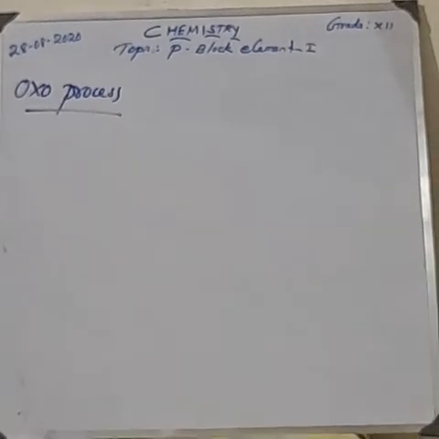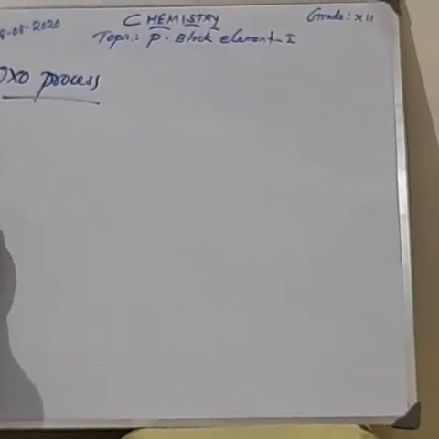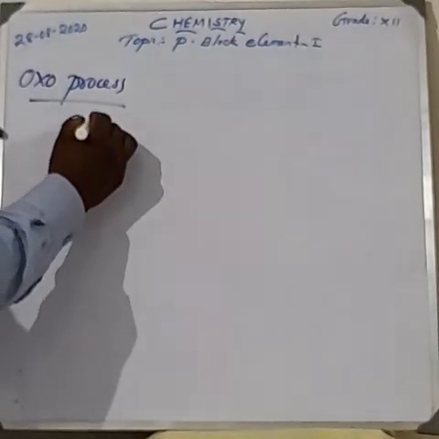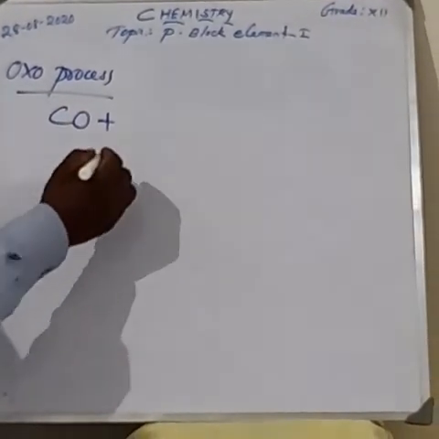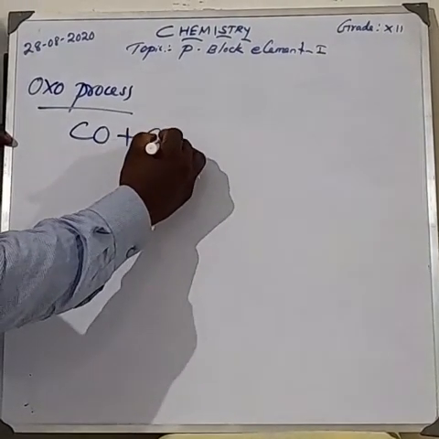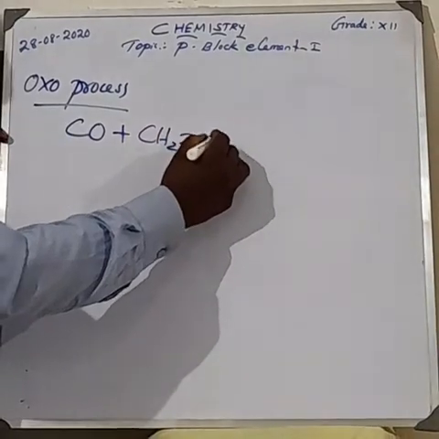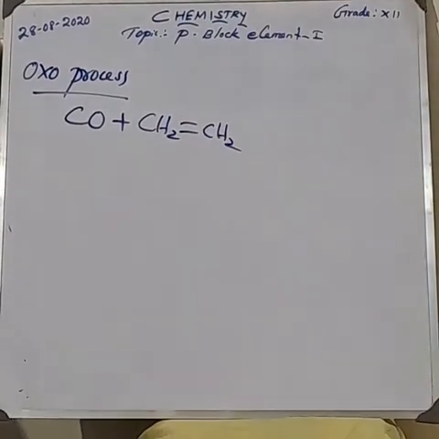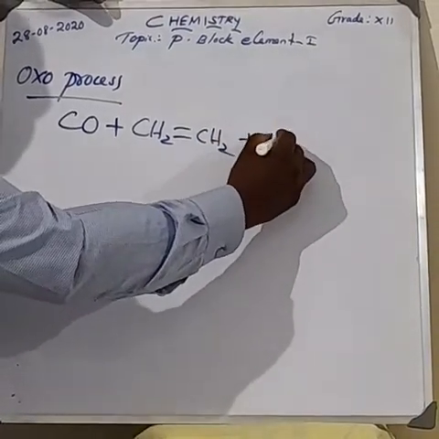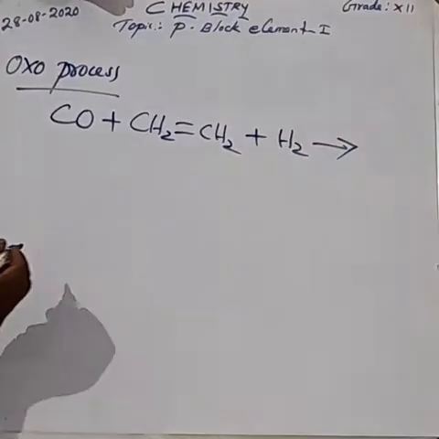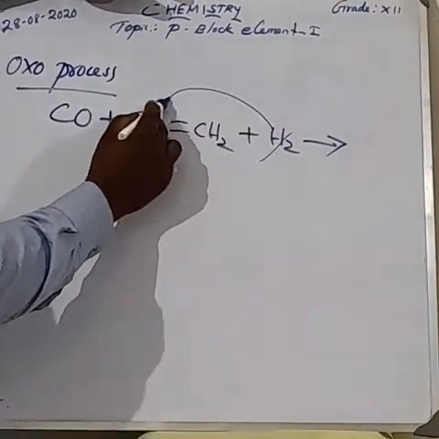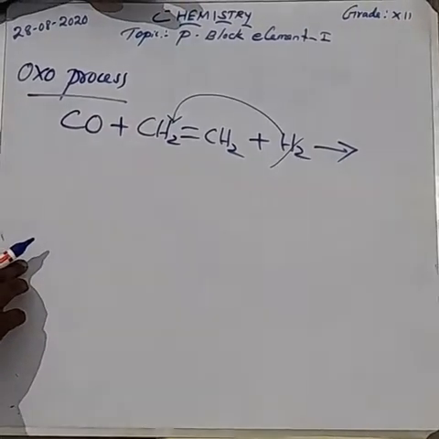Next, the last equation, the oxo process. That means the reaction between carbon monoxide and ethene. What is the formula for ethene? We can say ethylene, CH2=CH2. Carbon monoxide reacts with ethylene in the presence of hydrogen to form a compound. One of the hydrogens combines with CH2 and it is converted to CH3.